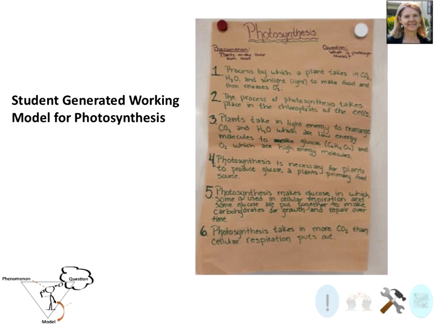And then finally, this is a working model for photosynthesis, and this would be posted in my room, and it would be left up for the rest of the year, except, of course, when we had mandated state testing, all that was taken down, of course.